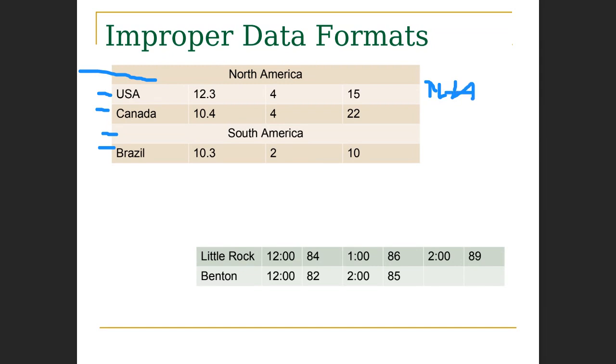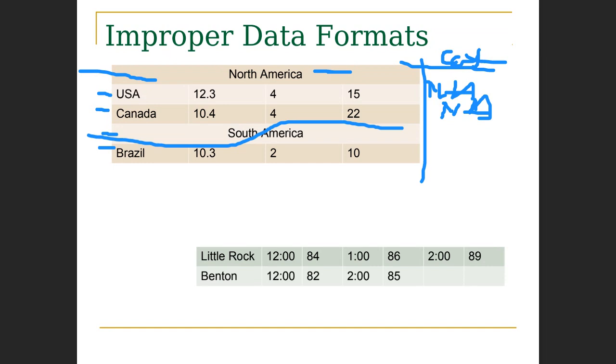So what I would need to do is repeat this heading, create another column, and repeat the heading on that one. So Canada is in North America. So call this continent and put in North America. This goes away. I'm going all over the place. And then Brazil stays, but it's going to be South America.